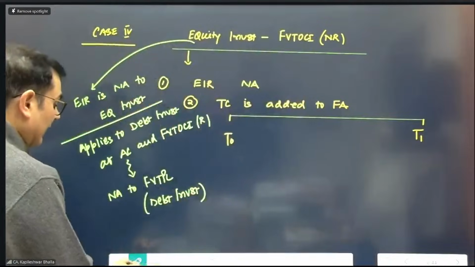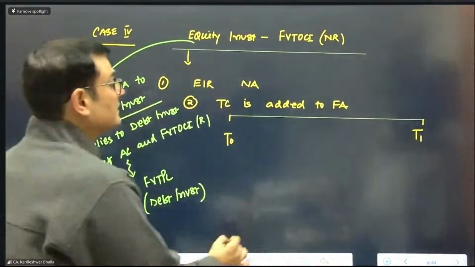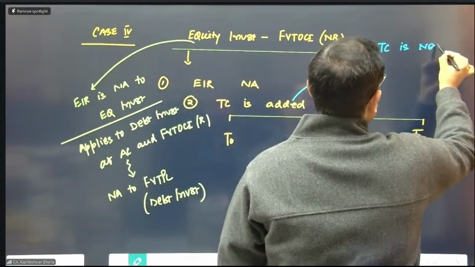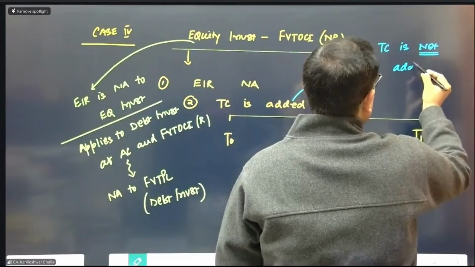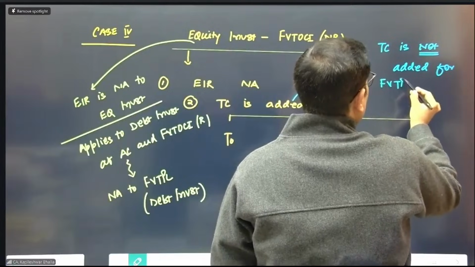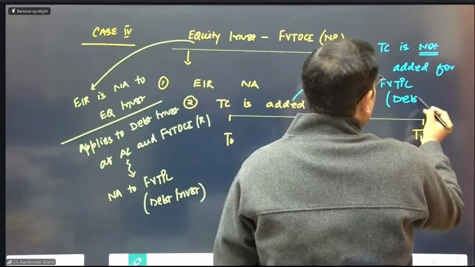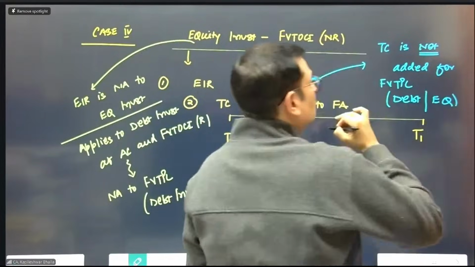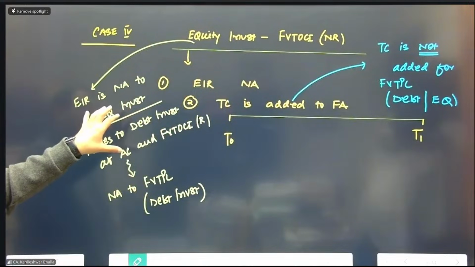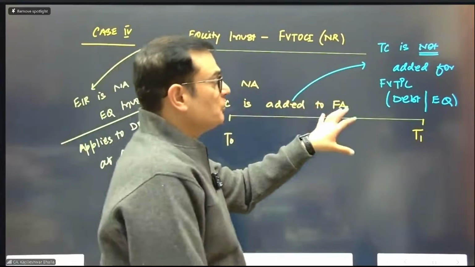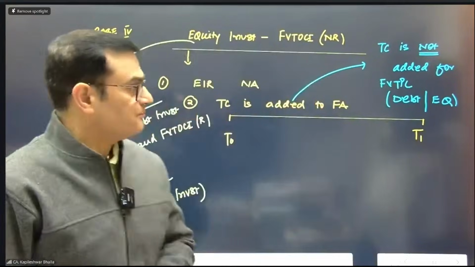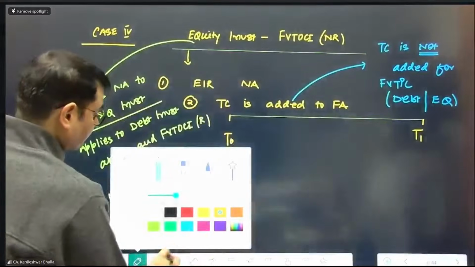So at this point, I'd also like to make one input. TC is not added for the FVTPL category, whether it is debt or equity investments. In these two cases, it is not added. So your mind should be clear in terms of when EIR applies, and in which particular cases TC is added. Okay, let's now begin the journey.